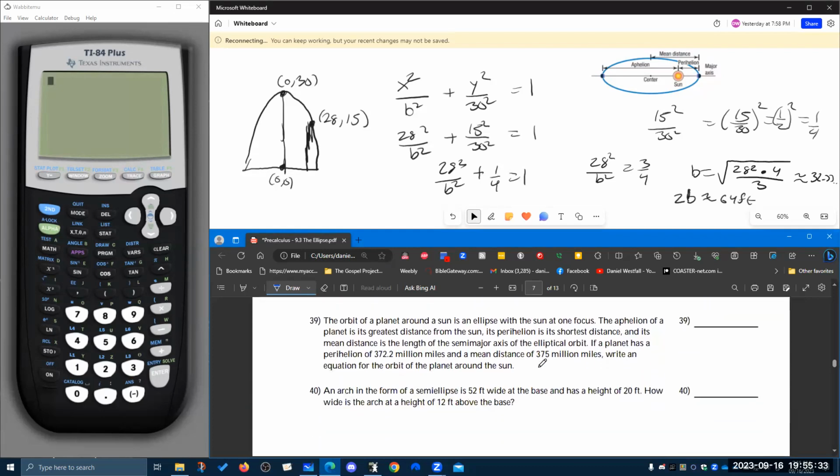Now for the problem that I have the picture for, I'll make the picture bigger so that you can see what I'm doing.